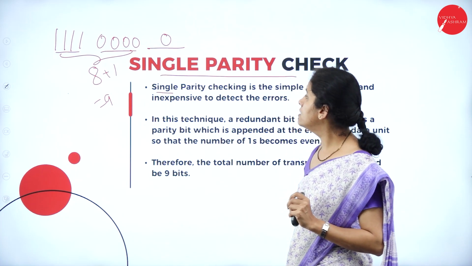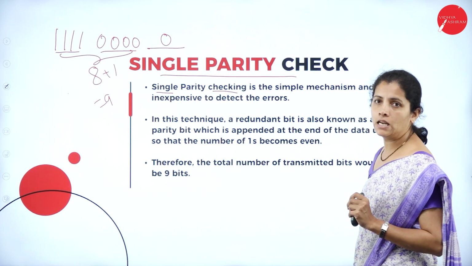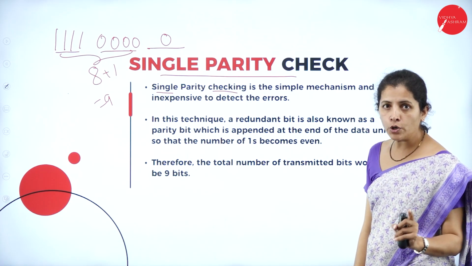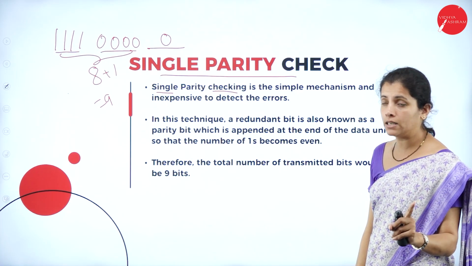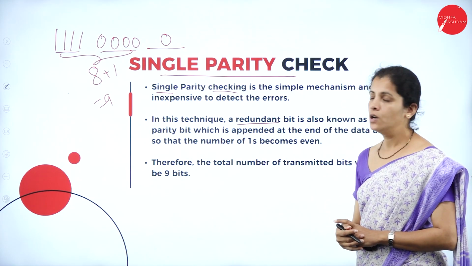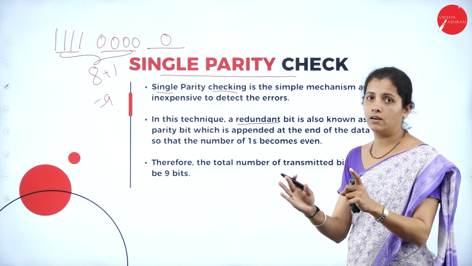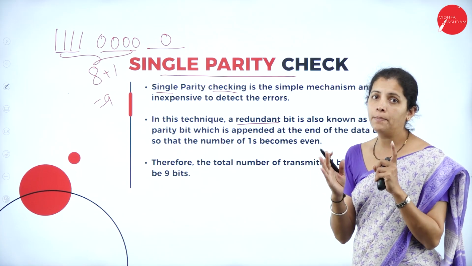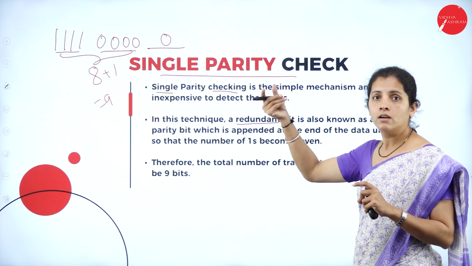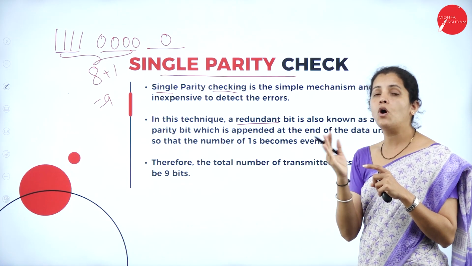So single bit parity checking is a simple and inexpensive mechanism. Here I am going to have the parity bit. That parity bit is known as a redundant bit. I am going to have the data, and along with that, I am going to append one parity bit, or redundant bit. Based on the ones in my data bits, I am going to add 0 or 1.